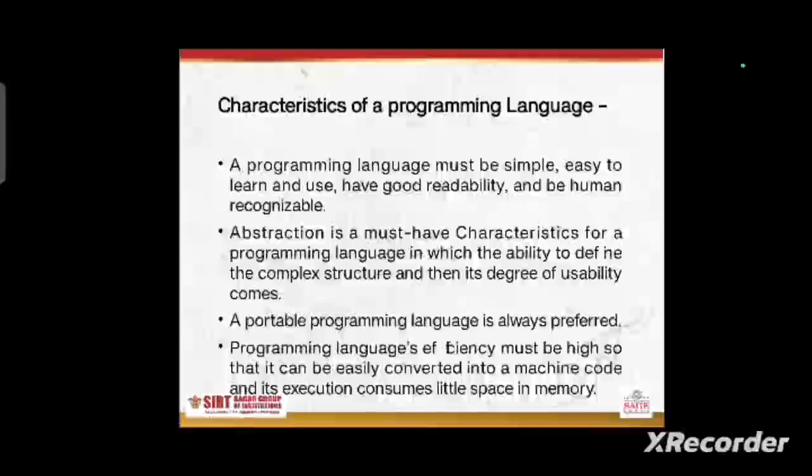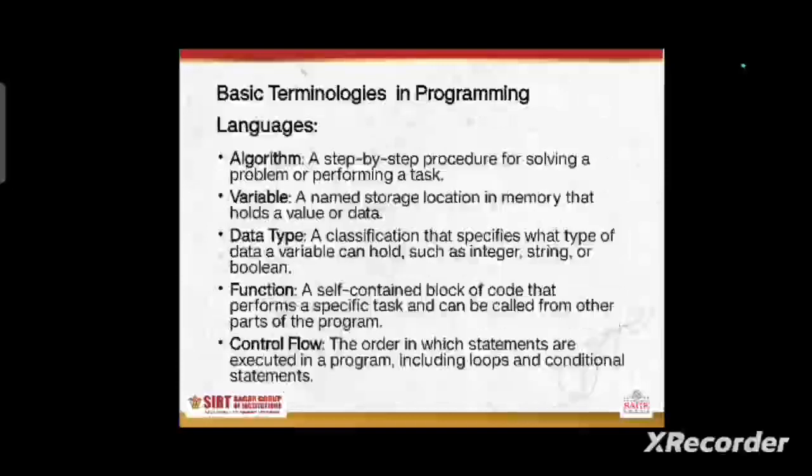So there are different characteristics of a programming language. Like a programming language must be simple, easy to understand, and easy to learn. Abstraction must be a characteristic of the programming language, in which is the ability to define complex structures and their degree of usability. A portable programming language is also preferred.